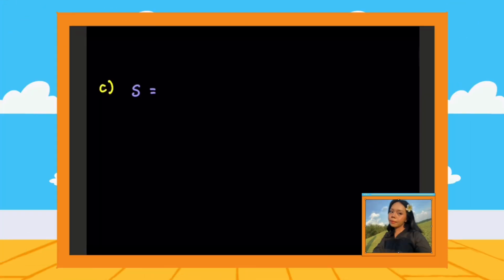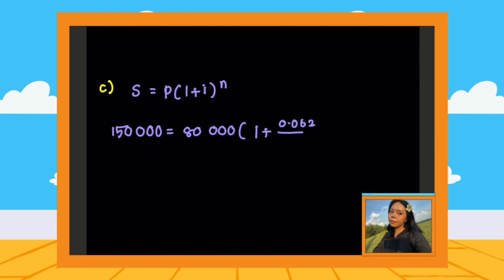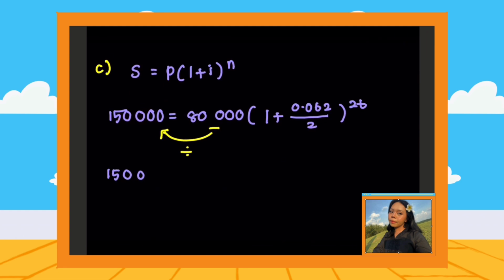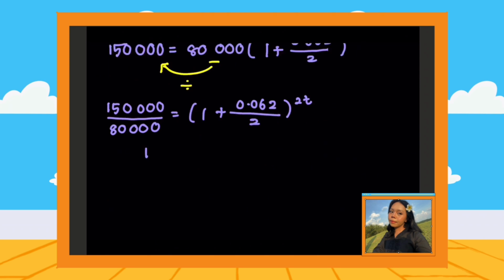For question C, we are going to solve for T, but we're still going to use the same formula. But for the future value S, we are going to use what the question has given, which is 150,000. The P, I, and N are still the same as the previous scheme that we chose. To solve this, we need to bring the 80,000 to the other side to divide it with 150,000, and just write down the remaining formula. Now we need to solve for the other side.